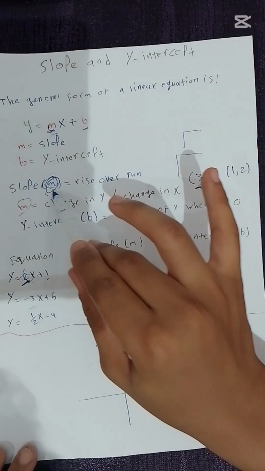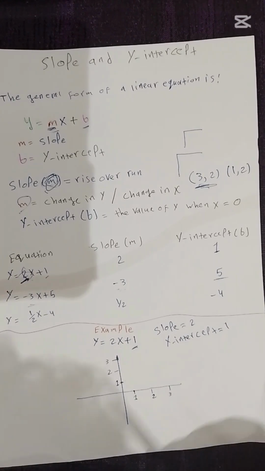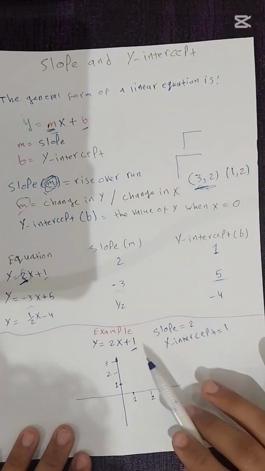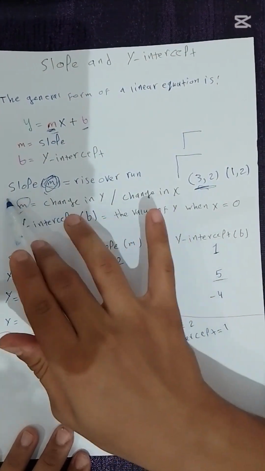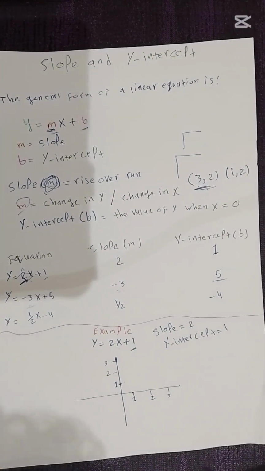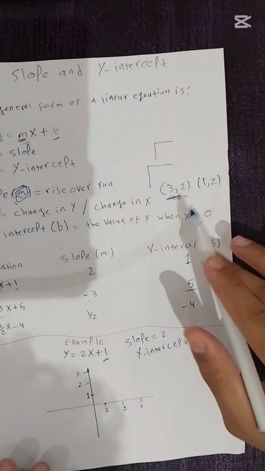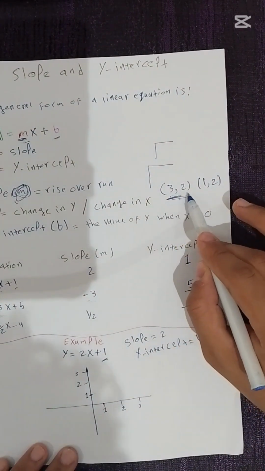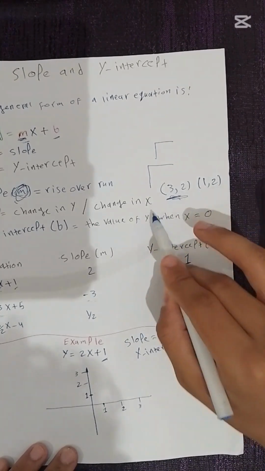The slope is represented with the m symbol. It's rise over run, like that, rise over run. And m, which is the slope, is change in y over change in x. Actually, often these types of equations involve ordered pairs, 3 and 2, 1 and 2.